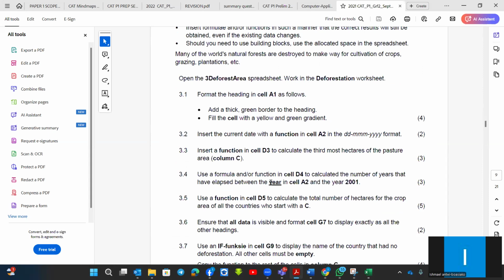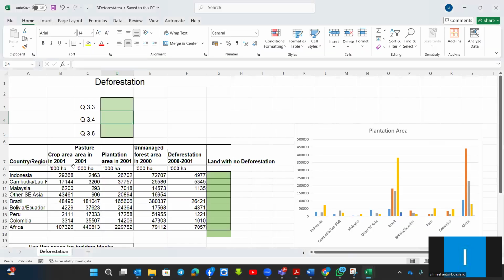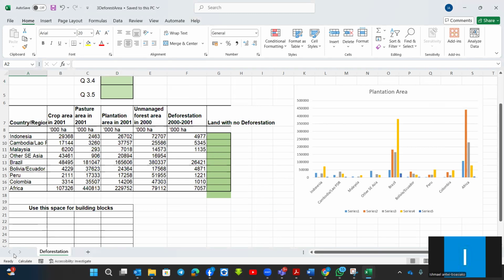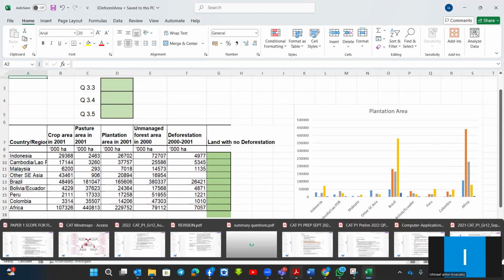Use a formula or a function in D4 to calculate the number of years that have elapsed between the year in cell A2 and the year 2001. So they gave you a year in A2. I'm not sure whether this is the right data. Let's check the question again.